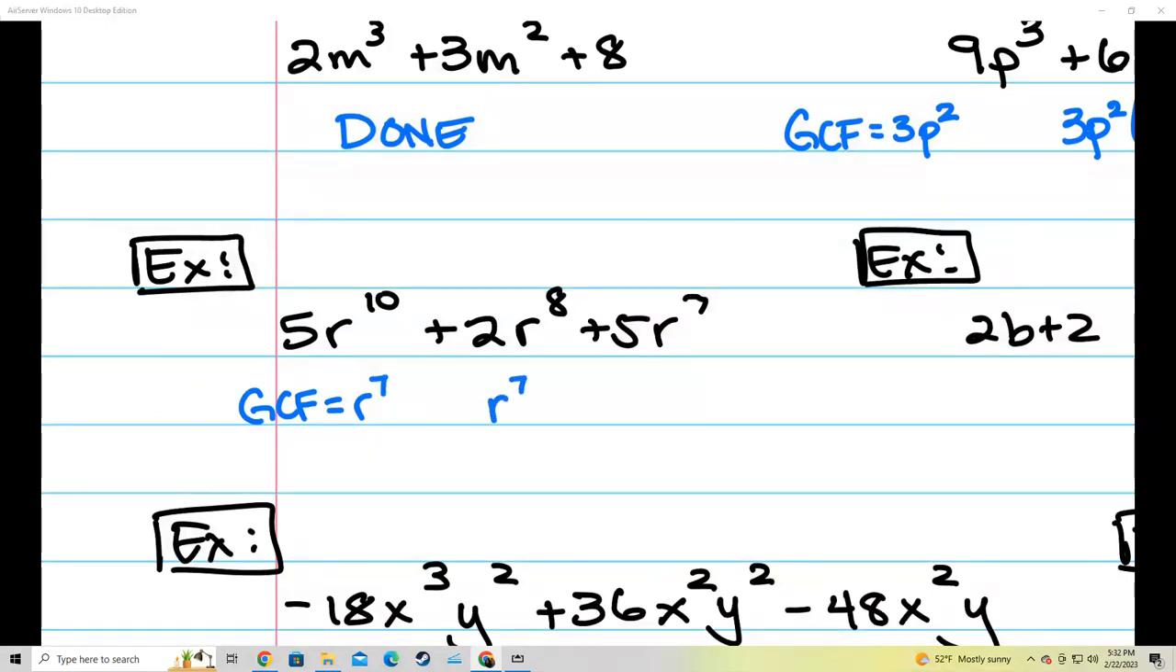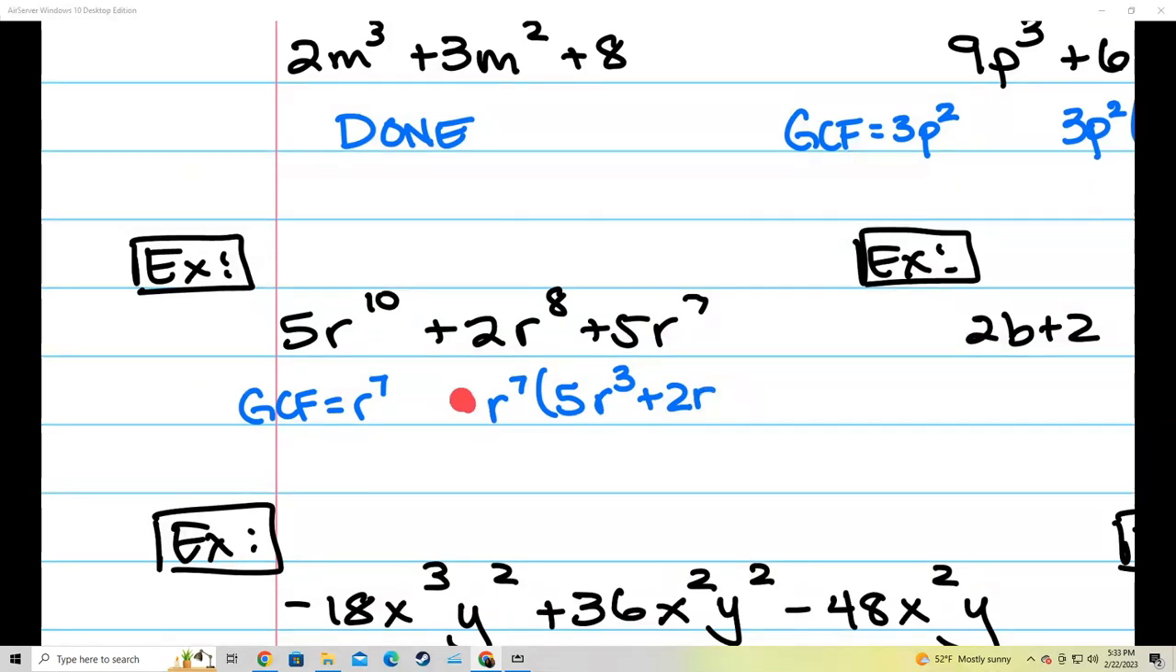If I factor out an r to the 7th, how do I get this back? Well, remember, we're going to imagine that there's a 1 in the front. So 1 times what is going to give me 5? That's a 5. Because I already have 7 r's and I'm trying to get to 10, this would be r cubed. Let's get that middle term. I remember there's no number here and I'm trying to get a 2. That means I definitely need a 2. And because I already have 7 r's and I'm trying to get to 8, then I need another r.